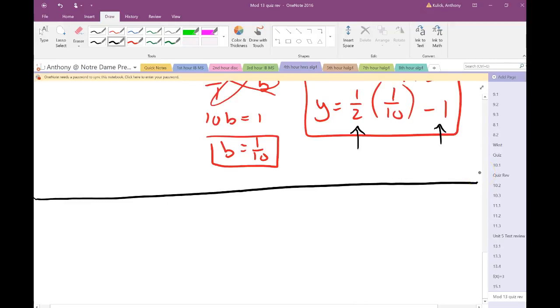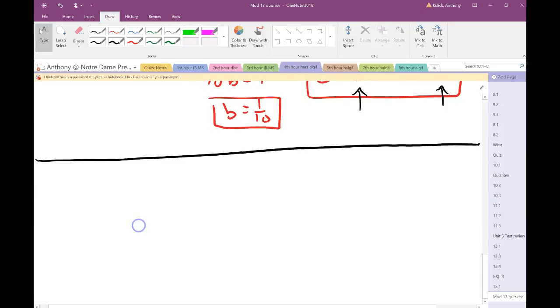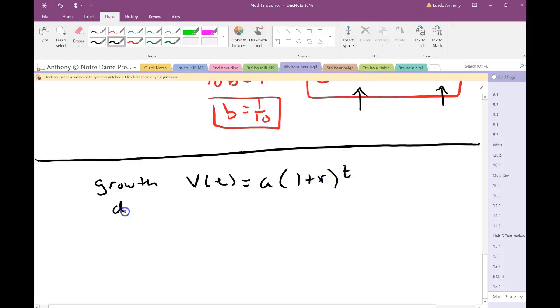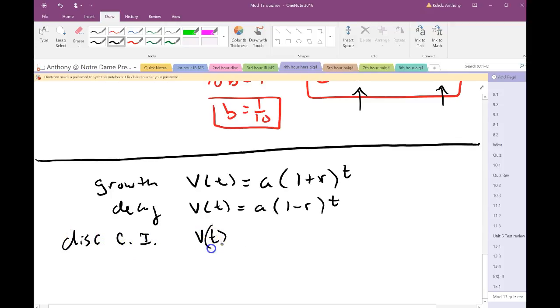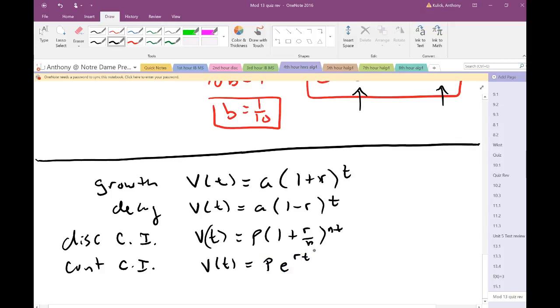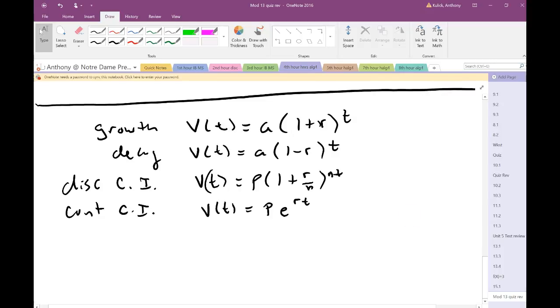And then the last set of problems are these story problem style problems. For this, you'd want to remember that we have these 3 models that we used. We have the exponential growth model, the exponential decay model, the discrete compound interest model, and then the continuous compound interest model. And you'd probably need to remember what all these letters represent.